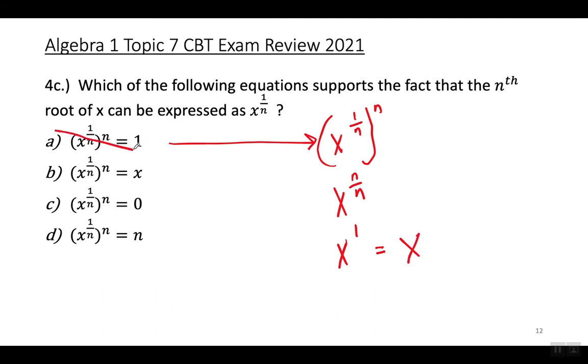That's wrong. By the way, on the left side, everything is the same. So that means this is true for all of them. X to the 1 over n power to the nth power. When you multiply those two exponents, you get n over n, which equals 1. So x to the first power equals x. So this has to be my answer.